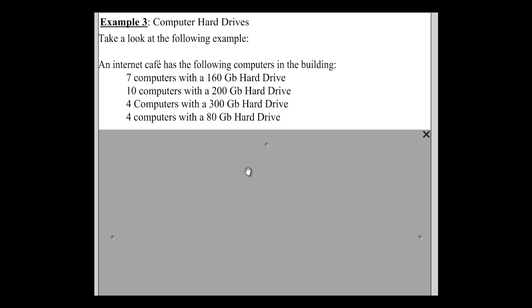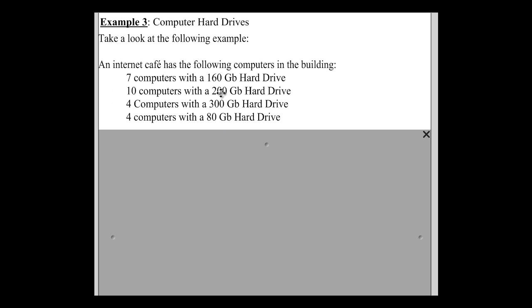Example 3 now. We've got these computer hard drives. They're in an internet cafe, and they give you the following. There's 7 of them that have a 160 gig hard drive. So that's a gigabyte, GB, which means the size of the memory, and it's abbreviated with GB.